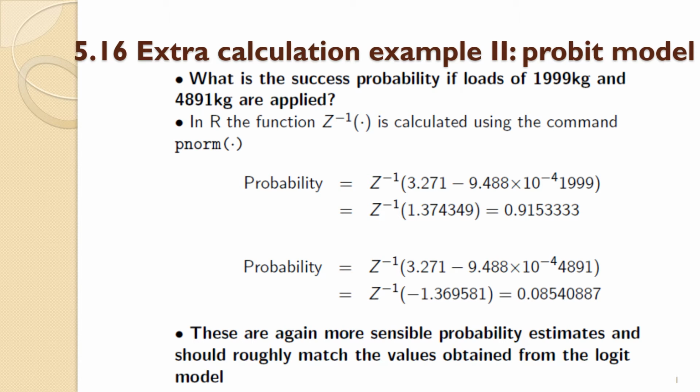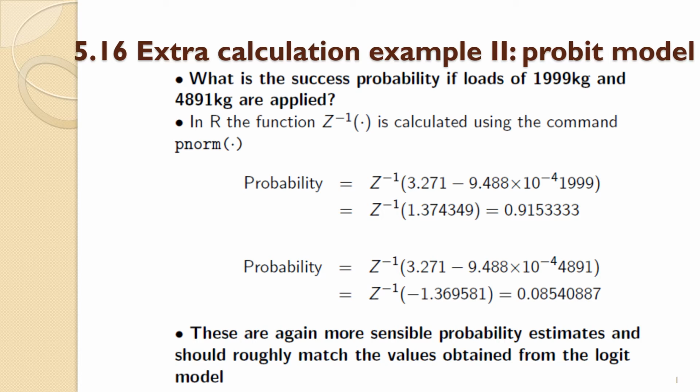So for this extra calculation example then, for the probit model, the same basic question: what's the success probability if loads of 1,999 kilograms and 4,891 kilograms are applied? So again, in R, this function Φ⁻¹ that you need is calculated using the command pnorm. And what you do is apply this function to the equation, which should be this.